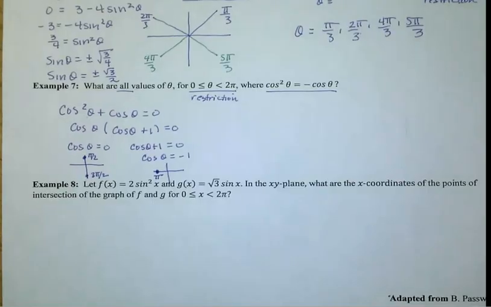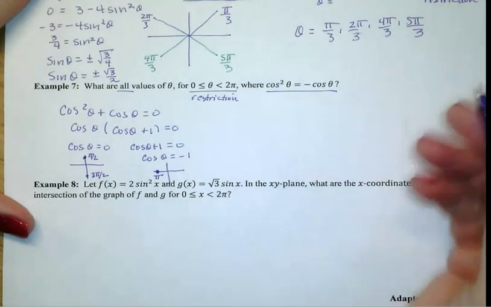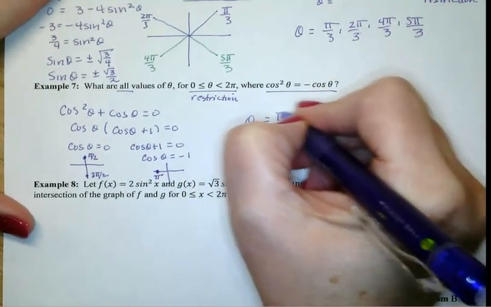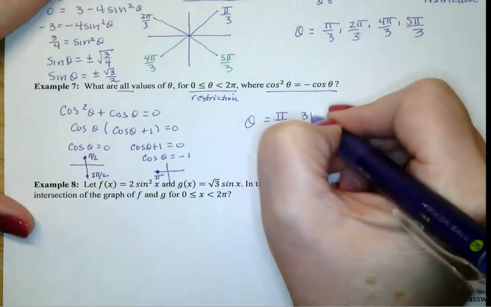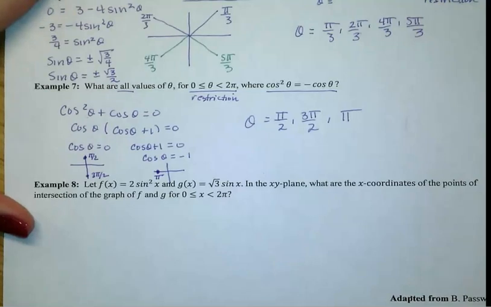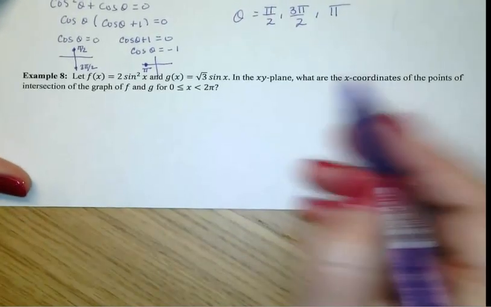And so when we have a restriction, our answer is a list. So the variable that we're using in this problem is theta. So we're going to have theta equals pi over 2 and 3 pi over 2 from the first factor and pi from the second factor. All right, so let's go to our last example, example 8.